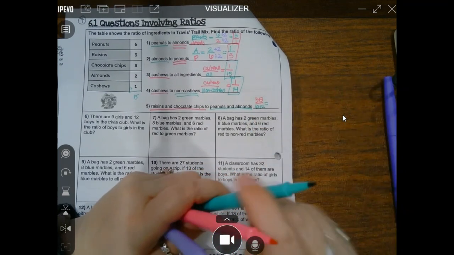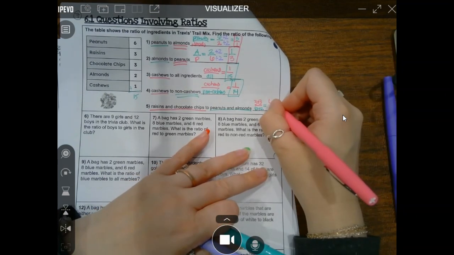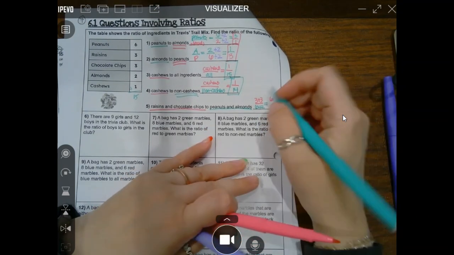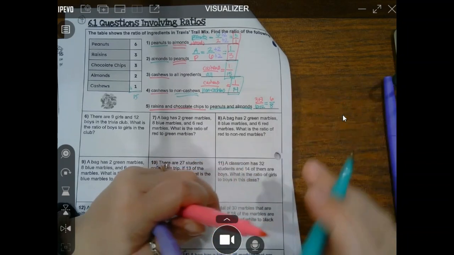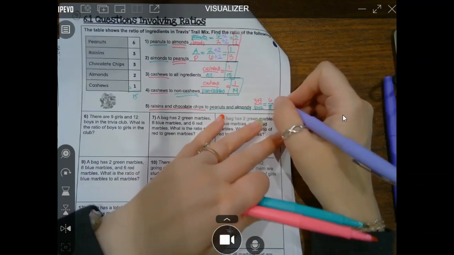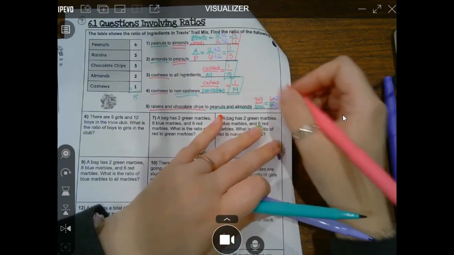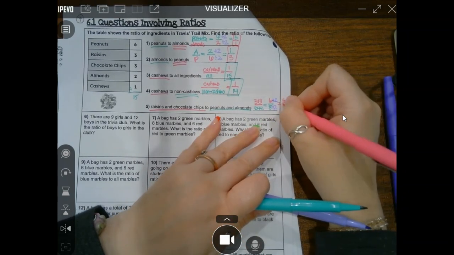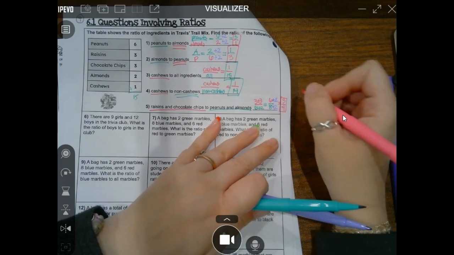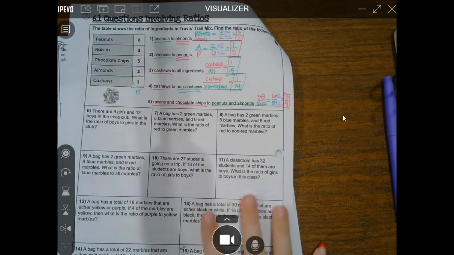So when we add the top, what do you get? 6. And on the bottom, what do you get? 8. Can you reduce that? You sure can. By what? 2 is right. So then your final answer would be what? If you said 3 over 4, you're good to go. The ratio of raisins and chocolate chips to peanuts and almonds is 3 to 4, meaning there's 3 raisins and chocolate chips for every 4 peanuts and almonds. There you go. So that's how you would use it if they gave you a table.